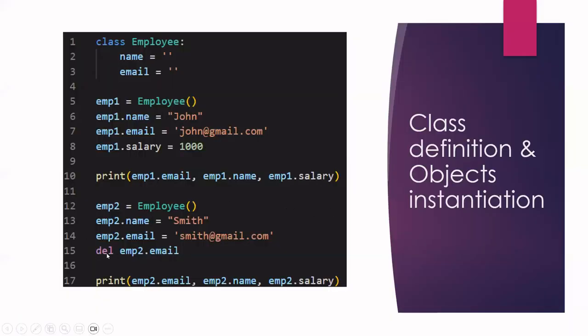All right, we can also delete a property. Now, if we are deleting, so del for delete, a property that was initialized in the class, if you're deleting the email that has an initial value in the class, it will go back to that initial value. But if you try to delete the salary, it will remove it altogether from the object.